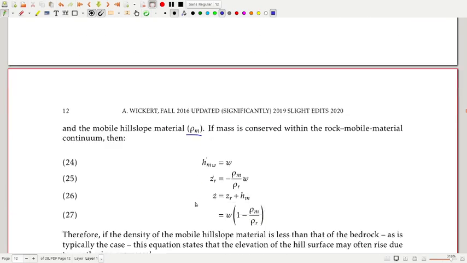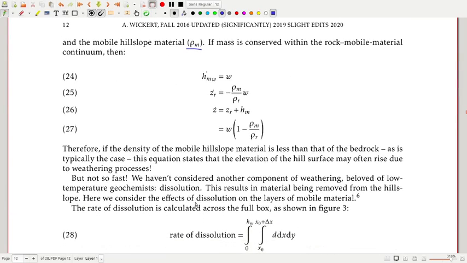If mass is conserved within this rock and mobile material continuum, then we have the following set of equations. The rate of change in thickness of the mobile material is just going to be equal to the weathering rate.